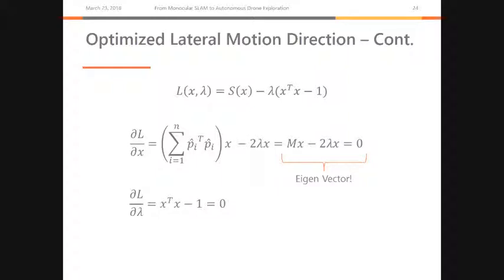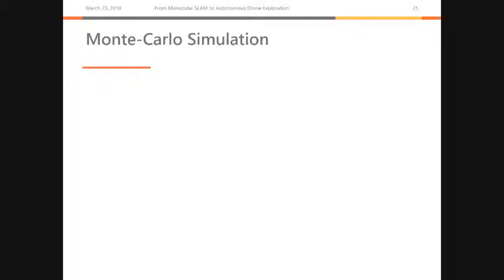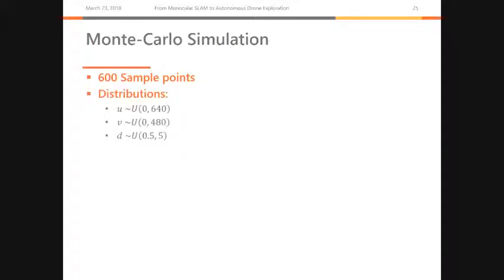For me, eigenvector is always something very conceptual. To get a physical image of what the motion will look like, they do a Monte Carlo simulation with 600 sample points, and they do the distribution. These are three normal distributions, two for the image size, and this one is their hypothesized depth.